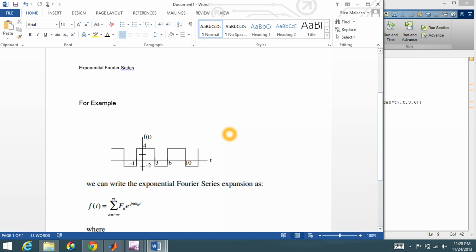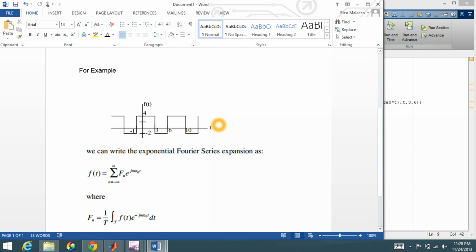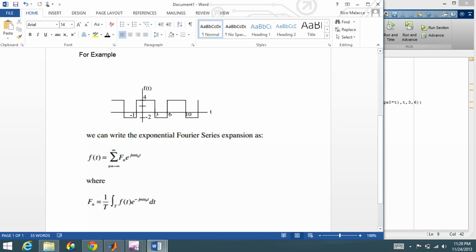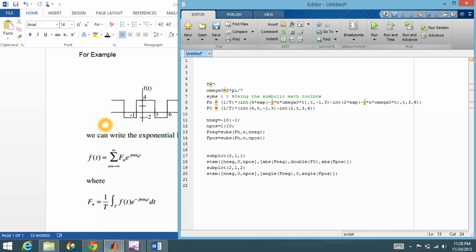So, for example, we are given this waveform, the signal right here. We can break it down using the exponential Fourier series, which yields us these equations down here, f of t and f of n. F of n are the coefficients of complex exponentials in the function. We can now therefore use Matlab to find the coefficients of complex exponentials of f of n.